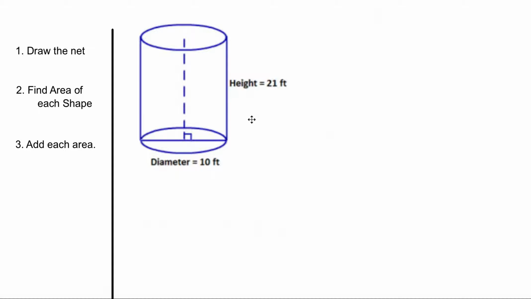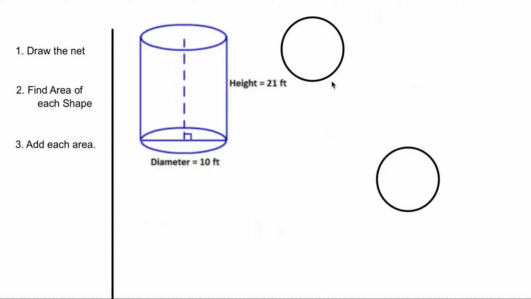So looking at number 8 on your worksheet, we first have to draw its net. So let's check the net you drew in the last lesson. So you should have had two circles and a rectangle. Now number 2 says we need to find the area of each shape.